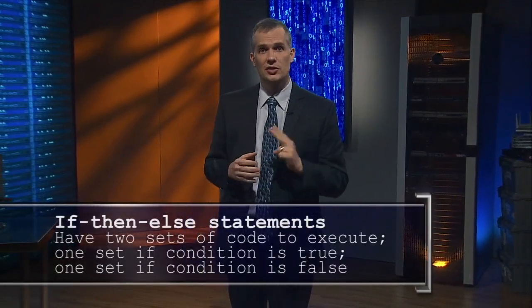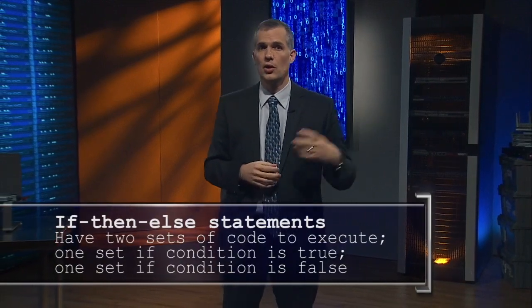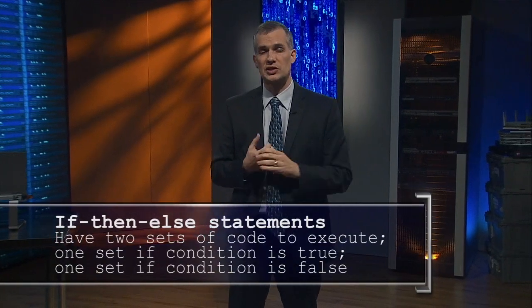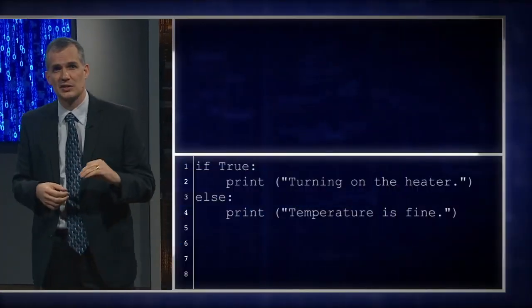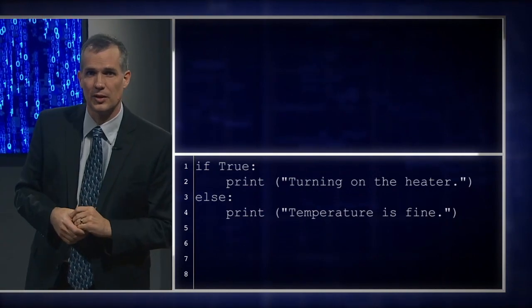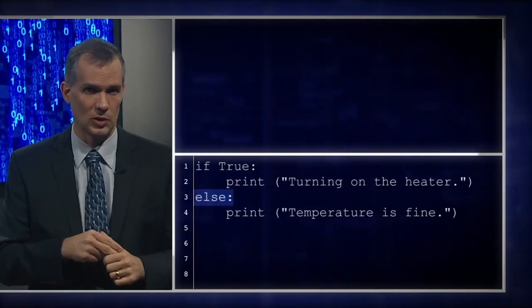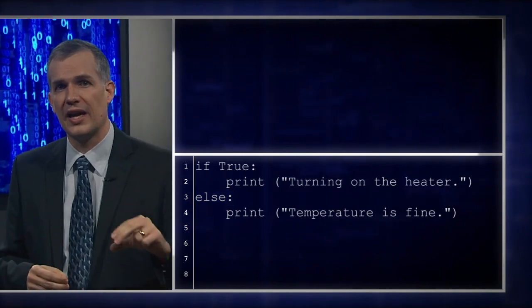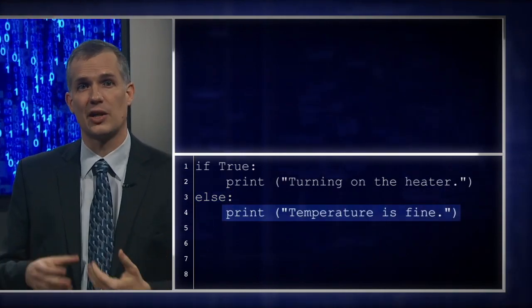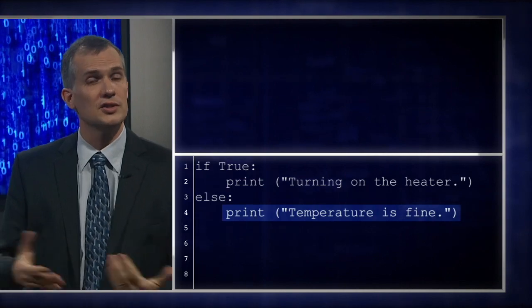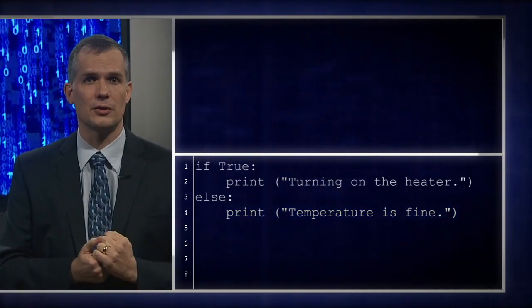If-then-else statements have 2 sets of code that can be executed. One if the condition is true, and the other set if it's false. It's a simple idea, so let's look at an example. The syntax looks just like the if-then statement, but now we have another line, else, right afterward. Notice the colon also. We again have indented code right after that, saying what to do if the condition is false.